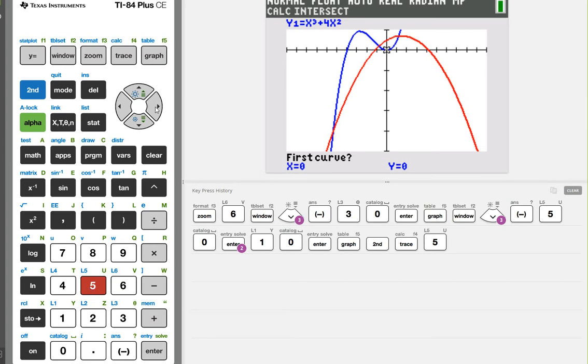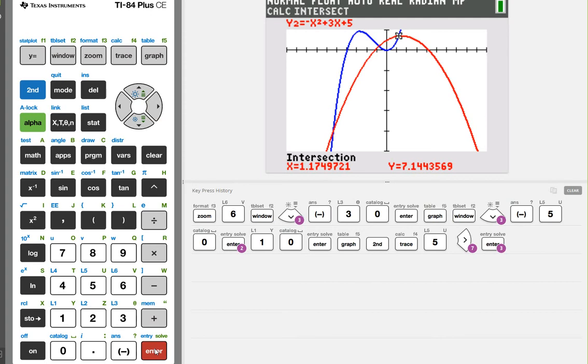You've got to get close to that point of intersection first, so I'm going to take the cursor and cursor to the right. It doesn't have to be perfectly close, just reasonably close. How many times did I say you need to press enter? 3. 1 for the first one. Notice we're on the blue curve. So there's 1. Now we're on the red curve. There's 2. And now 1 just for good measure. 3.